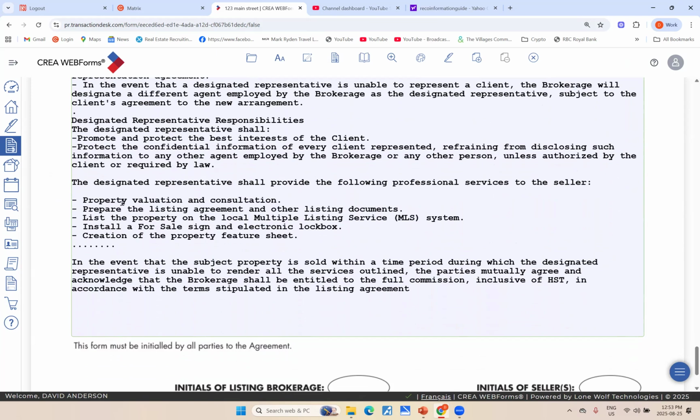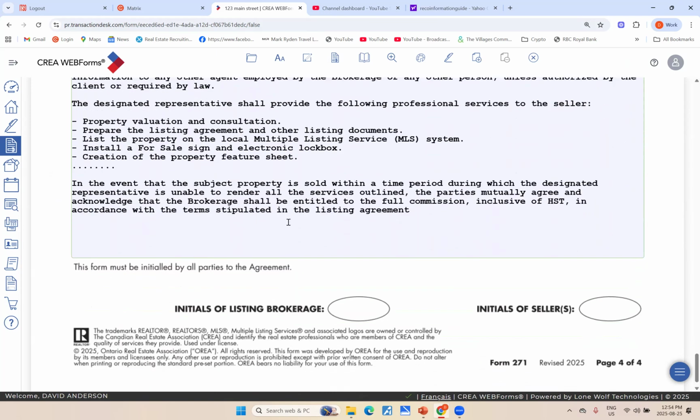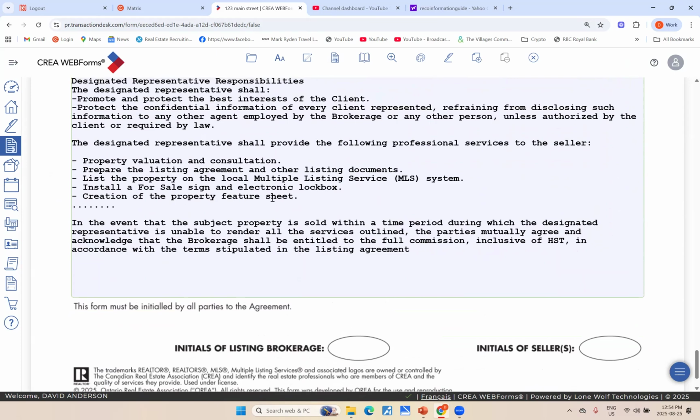Services to the seller: property valuation and consultation, prepare the listing agreement and other listing documents, list the property on MLS, install a for sale sign, electronic lockbox, and creation of a property feature sheet. If you don't do these things, like say you don't do a feature sheet, just remove it. Go in here and delete it.